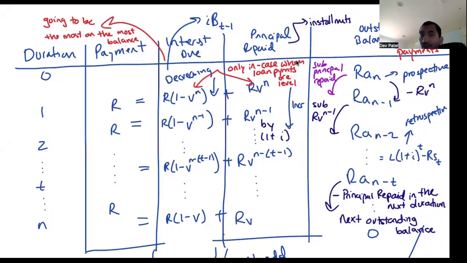Before I dive into the formulas, the outstanding balance refers to the amount that is left to be paid on the original loan. So you can think of this as the present value of the future payments, or you can think of this as the amount of principal repayments that we need in order to complete the loan.